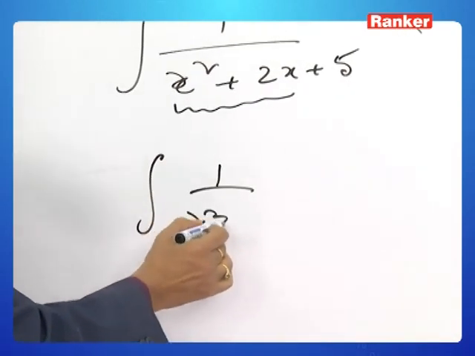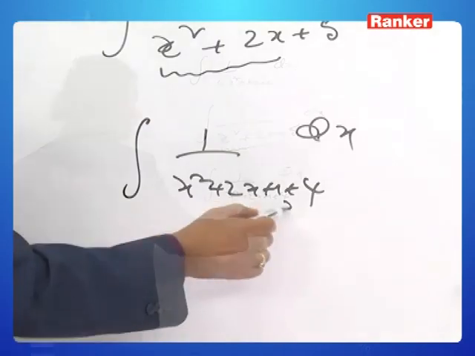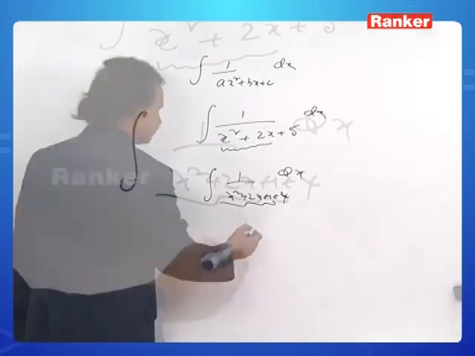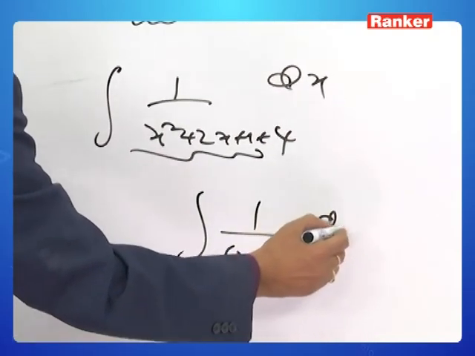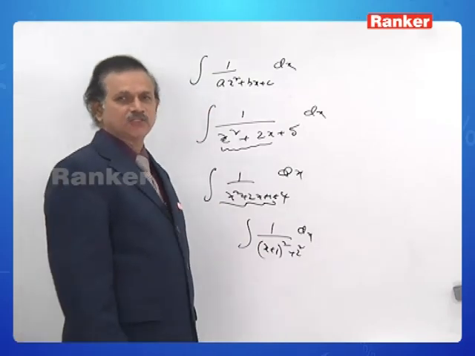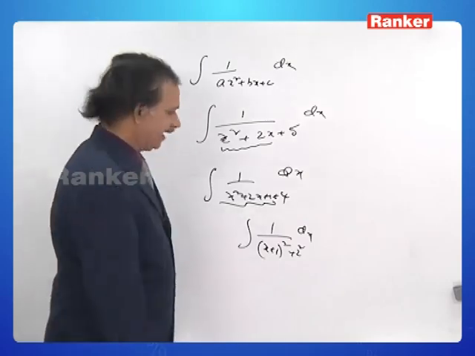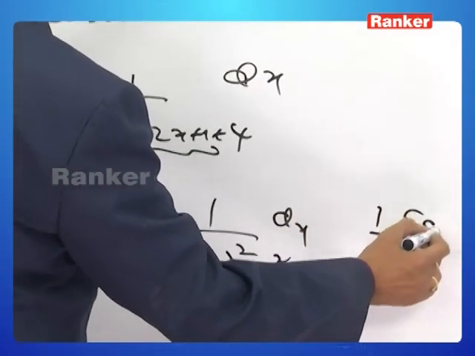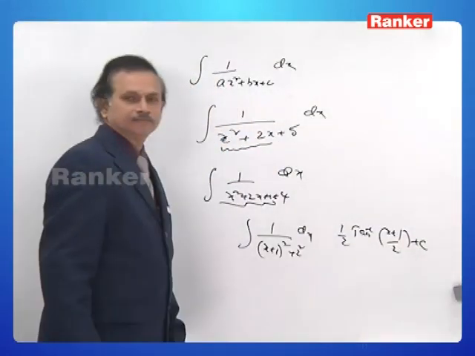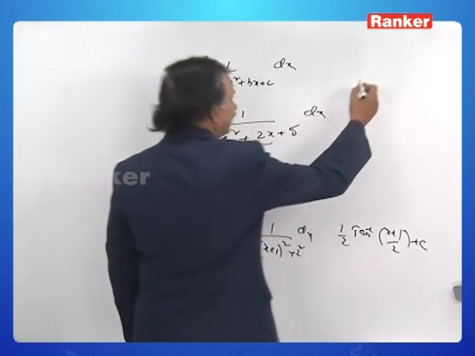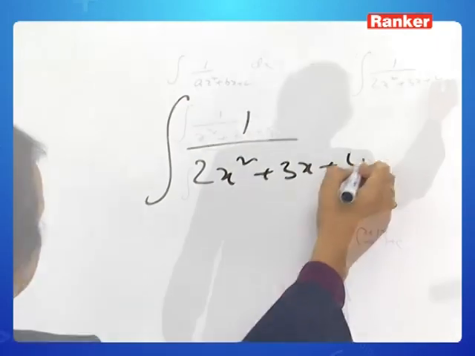1 by x square plus 2x plus 1 plus 4. The first three terms together give you x plus 1 whole square. It is 1 by x plus 1 whole square plus 4, which is 2 square. Come on friends, this looks like 1 by x square plus a square, isn't it? Its answer is 1 by a tan inverse x by a. That is 1 by 2 into tan inverse of, in the place of x, we have x plus 1, by 2, plus c. One more thing. Integral of 1 by 2x square plus 3x plus 4 is there.